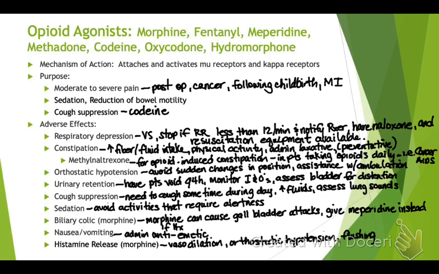Morphine metabolites can accumulate if they have a history of renal impairment, because it is excreted via the kidneys. So that is one thing you also need to take into consideration when giving morphine to your patients that have some type of renal impairment.